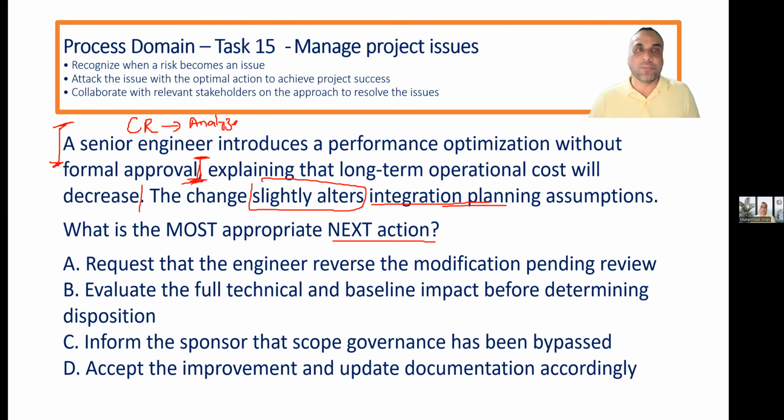What is the most appropriate next step? Request that the engineer reverse the modification pending review; evaluate the full technical and baseline impact before determining disposition; inform the sponsor that scope governance has been bypassed; accept the improvement and update documentation accordingly.